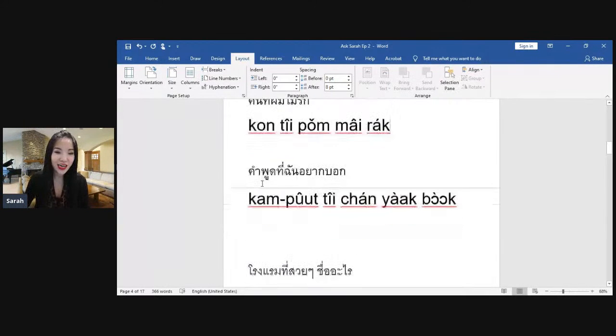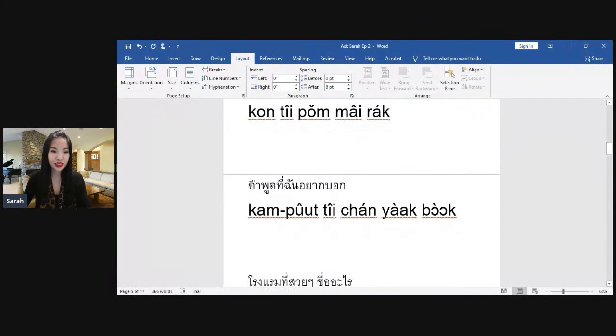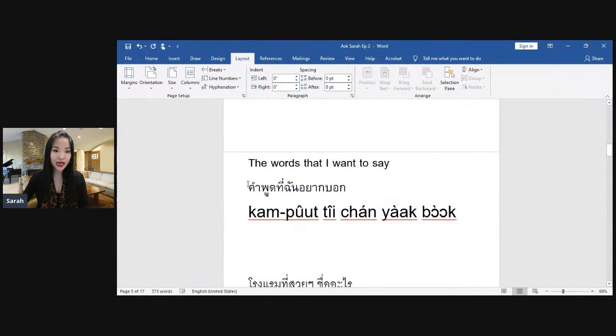Okay. คำพูดที่ฉันอยากบอก. คำพูด is words. In Thai we don't need the, right? We don't have to use the article the. In English we need to use that, right? The words that I want to say. คำพูด: คำ is word, พูด is speak, คำพูด is words. ที่ is that. Okay, ฉัน is I, for female speakers, or could be male speakers too.